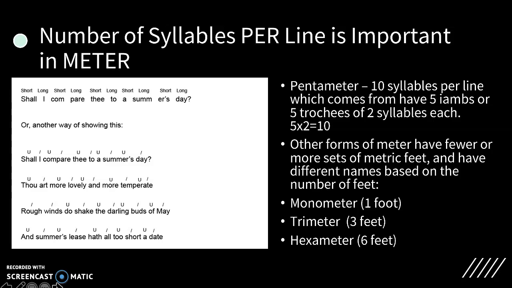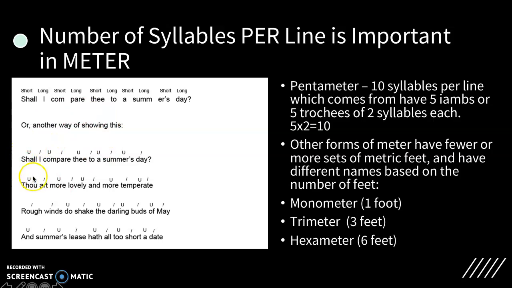Okay, so the number of syllables per line is important, and that comes from the way the feet are organized. The most common one that we find in literature is iambic pentameter. So you see this word pentameter. It means that there are 10 syllables per line, and those 10 syllables come from having either 5 iambs or 5 trochees, and each of those have 2. So if you have 5 iambs of 2 syllables each, that gives you 10 syllables per line. Other forms of meter have fewer or more sets of metric feet and have different names based on the number of feet, as you can see right here.